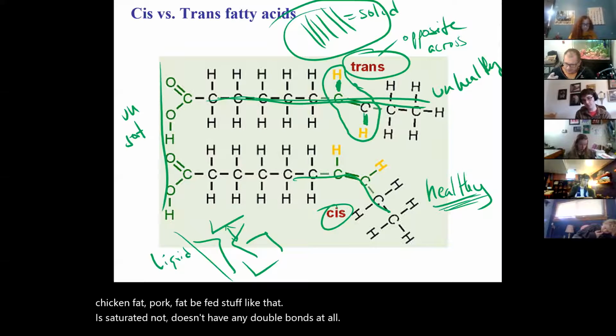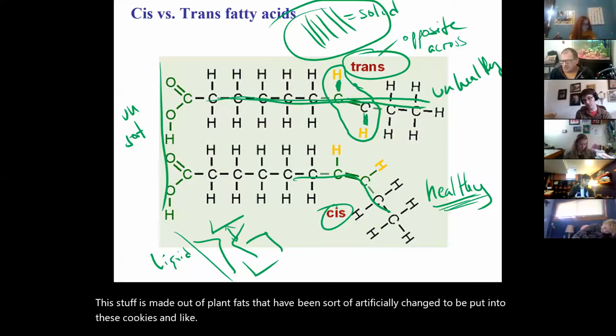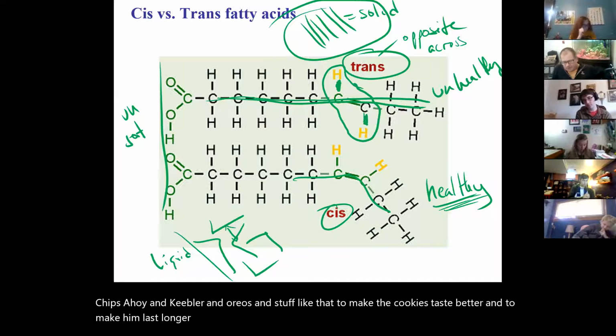This stuff is made out of plant fats that have been artificially changed to be put into cookies like Chips Ahoy, Keebler, and Oreos to make the cookies taste better and to make them last longer on the shelf. It gives them a better shelf life. So while these are delicious, they're unhealthy, sadly.